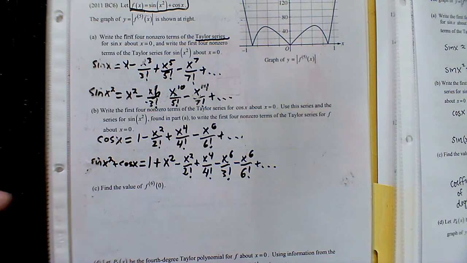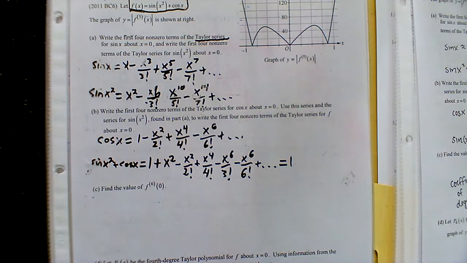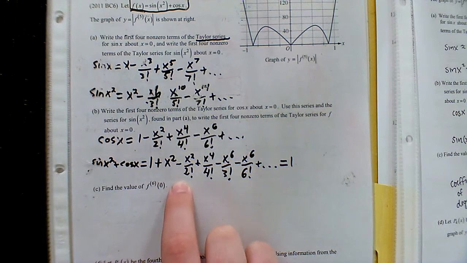So now we can work on simplifying the series. The 1 is going to remain the same. X squared minus x squared over 2 factorial. What does that simplify to?